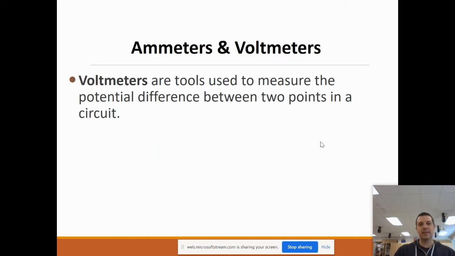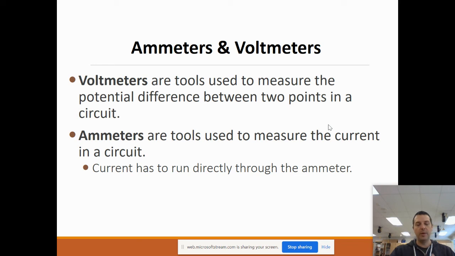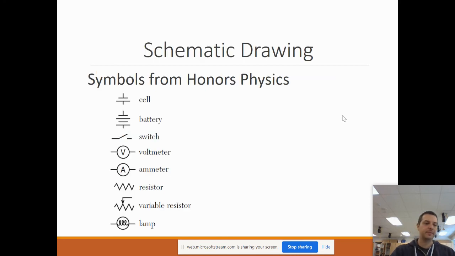When we look at circuits in this class, one of the things we're going to look at is trying to understand ammeters and voltmeters. These are different measurement devices. A voltmeter measures how much potential difference, or voltage drop, we have between two points in the circuit. The ammeter is a tool used to measure the current in the circuit, and we will use these in class. One note about the ammeter: in order to properly measure the current running through a circuit, the current has to actually run through the ammeter.